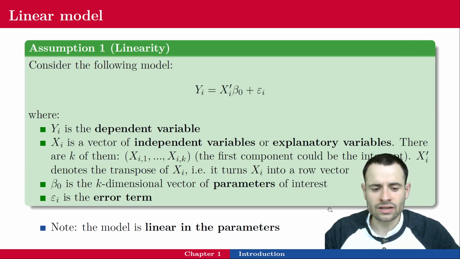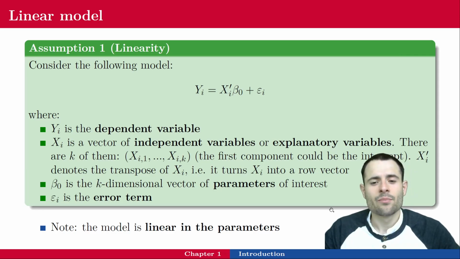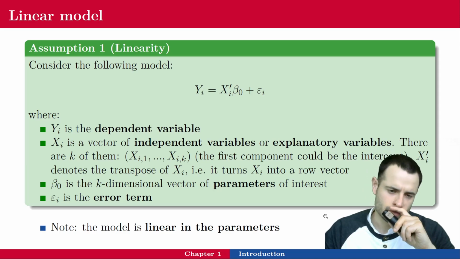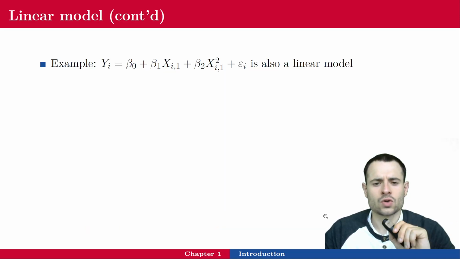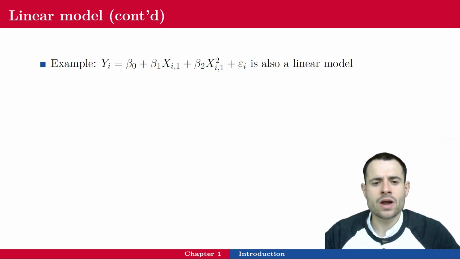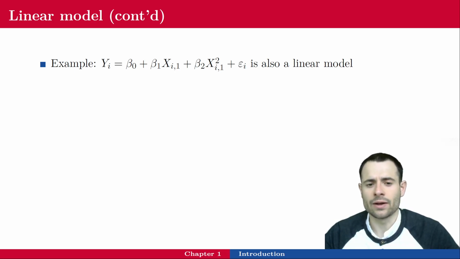Note as well that the model is linear, but it's not linear in x. It is linear in beta 0. That's very important to understand. So let me make a quick detour to explain what I mean. Look at this regression model. yi equals beta 0 plus beta 1 xi1 plus beta 2 xi1 squared plus epsilon I.